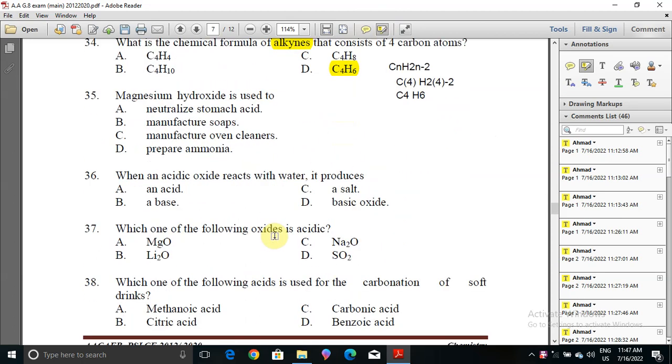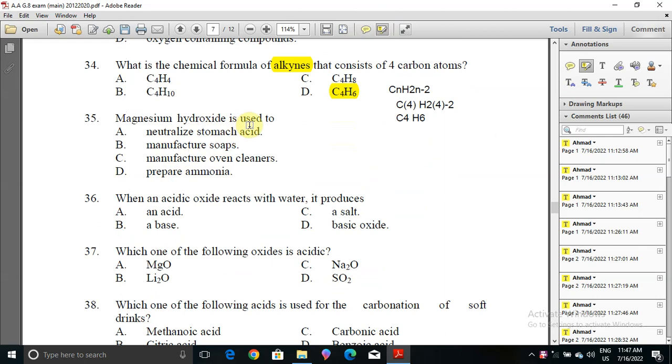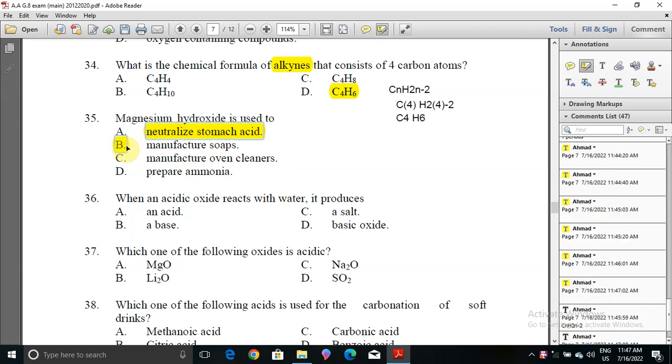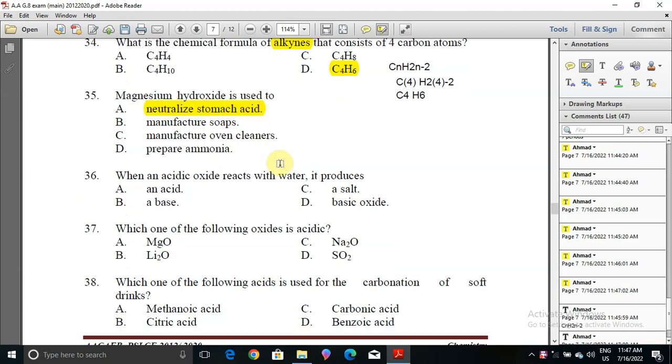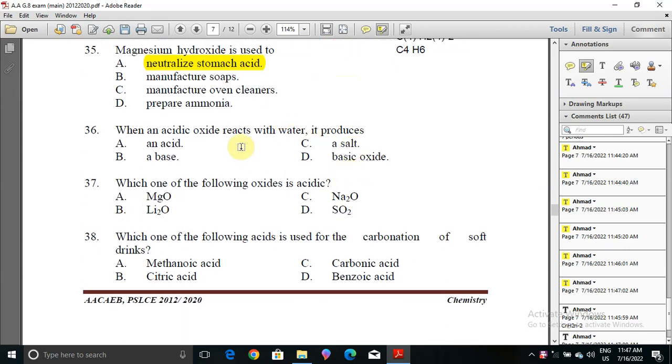Okay, now in question number 35, magnesium hydroxide is used to what? Neutralize the stomach acid, manufacture soaps, manufacture oven cleaners, prepare ammonia. Magnesium hydroxide, it will be neutralize the stomach acid. And it's written in grade 8 textbook. Okay, now question number 36. When an acidic oxide reacts with water, it produces what? When acidic oxides react with water, it will give us an acid also.